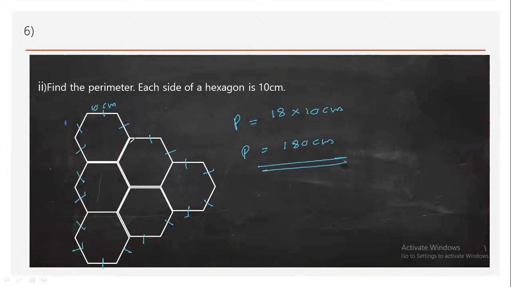Again, I will show you. Inner lines we are not adding for the perimeter. Outer boundary we have to add for the perimeter. Look at 1, 2, 3, 4, 5, 6, 7, 8, 9, 10, 11, 12, 13, 14, 15, 16, 17, 18. 18 sides are there. 18 into 10 centimeter, 180 centimeter.